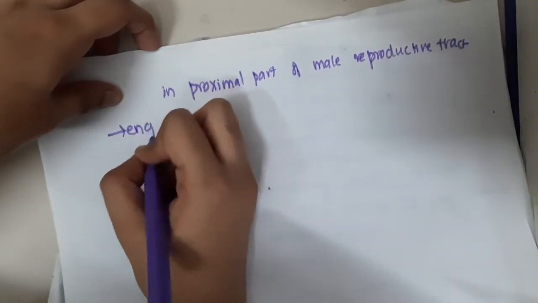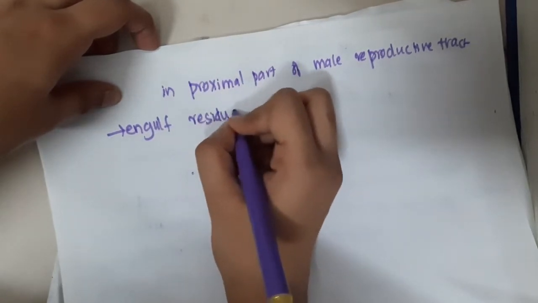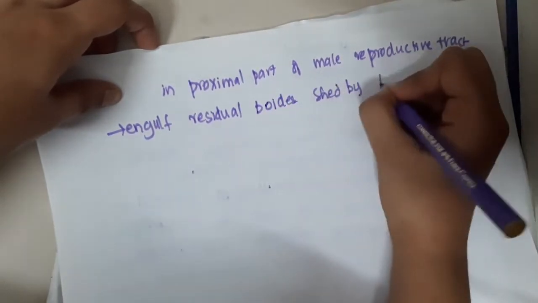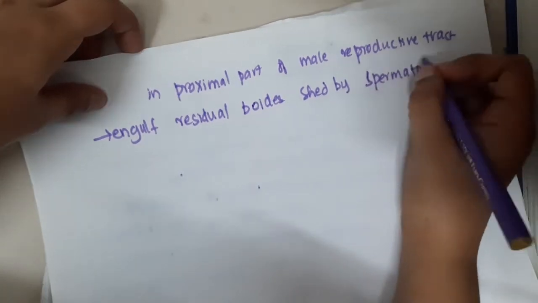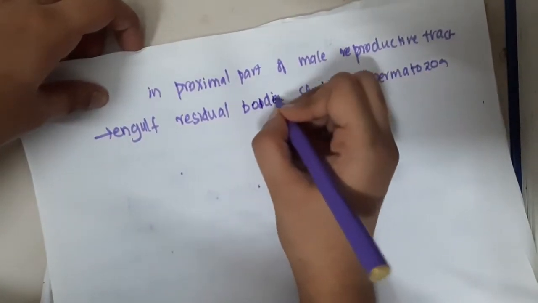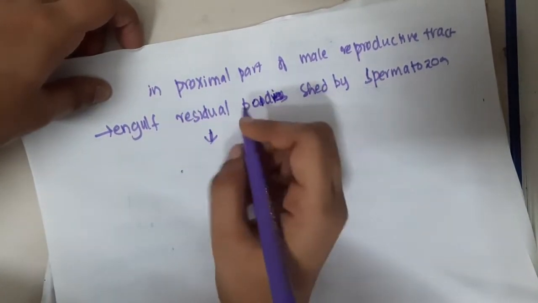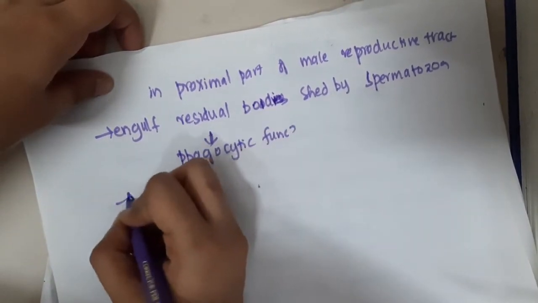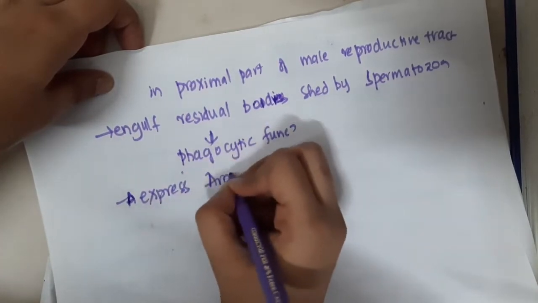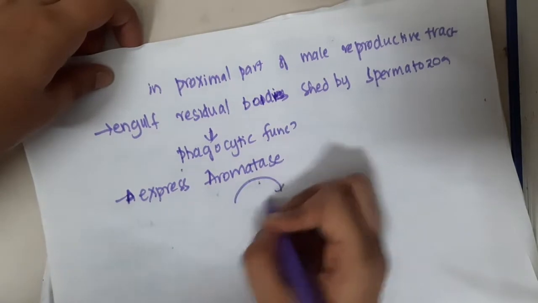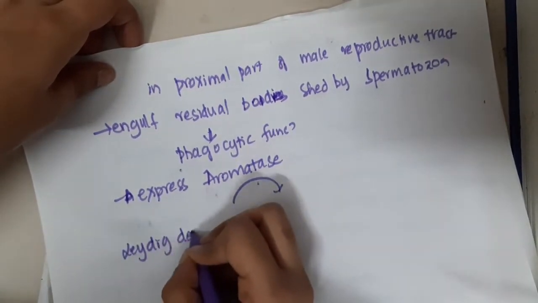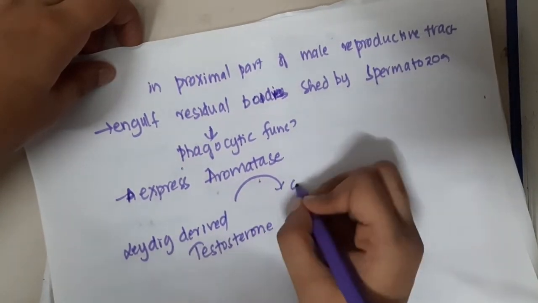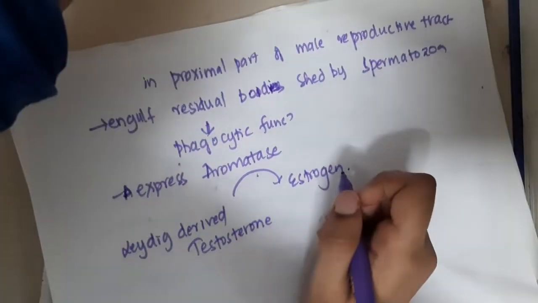Then they engulf the residual bodies which are shed out by the spermatozoa during spermiogenesis, and thus they have a phagocytic function. They also express aromatase, and thus they convert Leydig-derived testosterone to estrogen. So these are the important points about Sertoli cells.